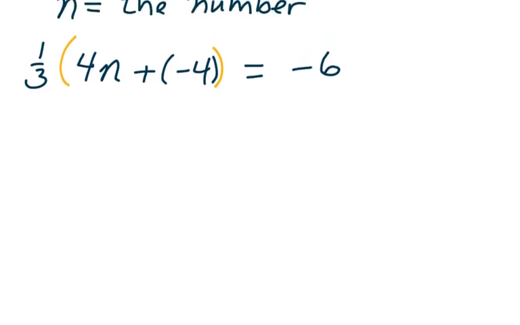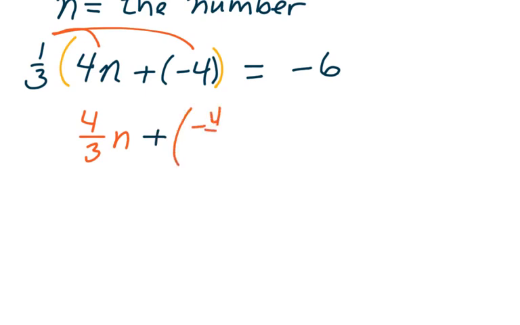There's a couple of ways to do this. We could begin by dealing with the 1/3, or what we're going to do is actually distribute the 1/3. So we'll have 1/3 times 4n, which is 4/3 n, plus 1/3 times -4, so that's -4/3. And then that's going to be equal to -6.